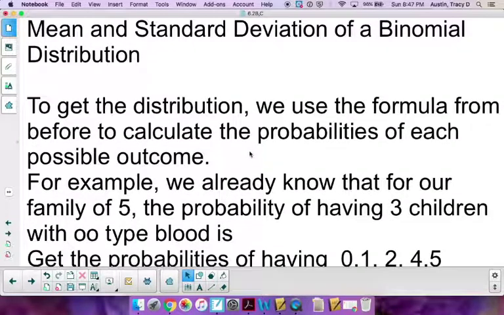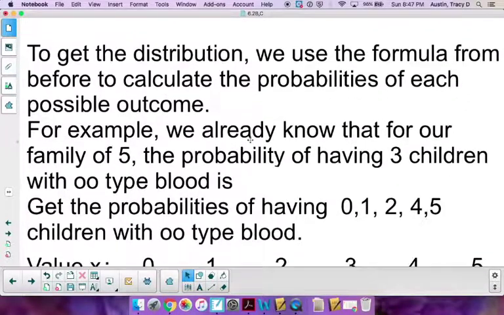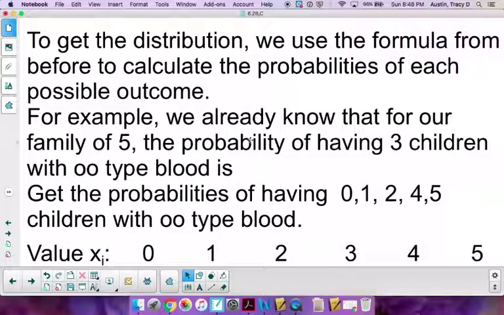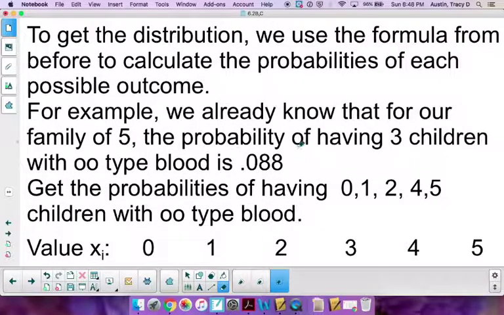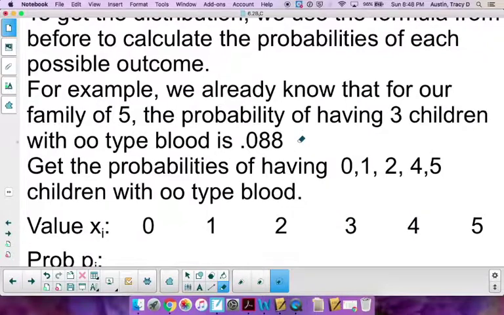Okay, so we already have this part. We're going to use that same formula we've been doing. In our family of 5, the probability of having 3 children with type O blood was what? 0.088. Okay, I'm going to give you 2-3 minutes. Remember, you don't have to keep retyping this in. You can just go back and change your number of successes. I'm going to give you a couple of minutes to go and fill in this table.